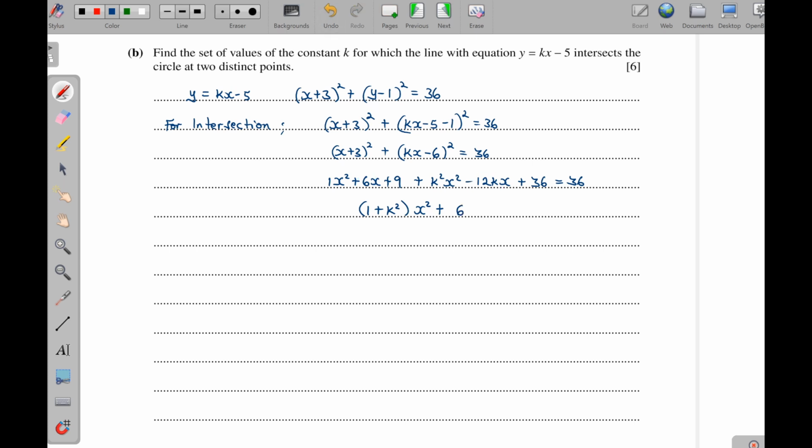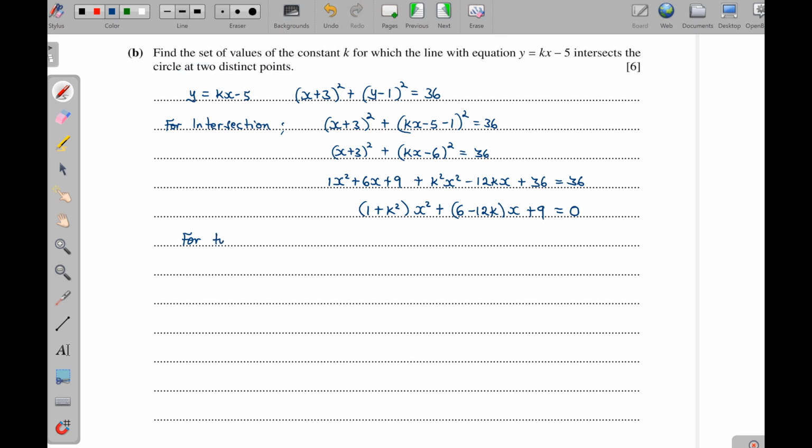So 6 minus 12k of x here. And then remember, this one disappeared. We have a 9 here, so plus 9. This one will be equal to 0. Then they said for these ones are intersecting at two distinct points.